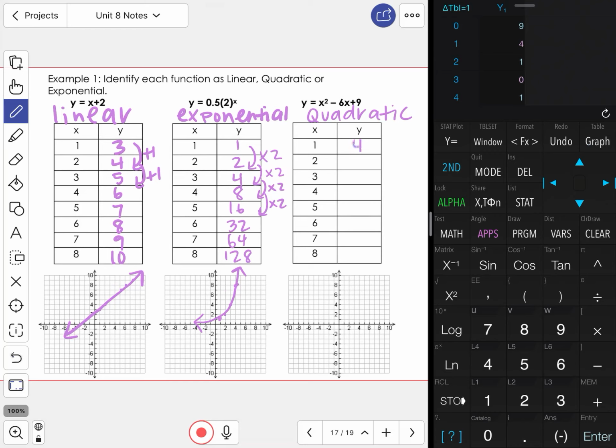Okay, so if we go to our table to fill this out, it looks like at 1 they had 4, 2 was 1, 3 was 0, 1, 4, 9, 16, 25. Okay, so if we look at this, well, let's first graph it actually. At 1, they had 4, 2, 1, 0, 1, 4. This is super small.